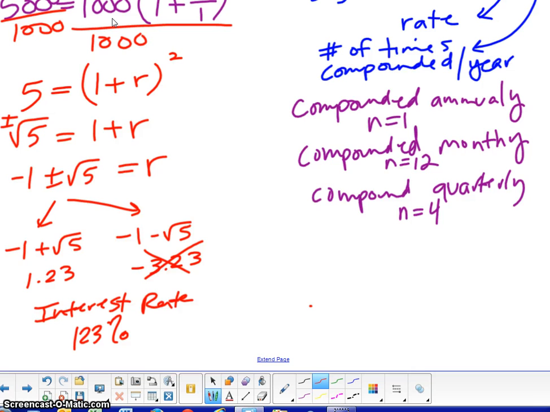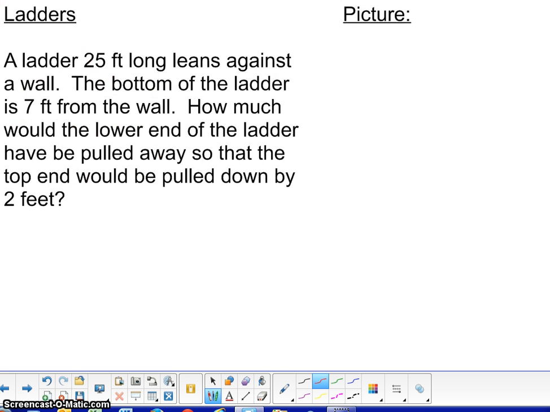Because whatever answer you have, you're going to write it as a percentage versus a decimal. Okay, so let's go on to the next one.